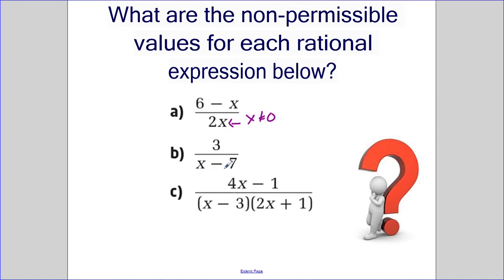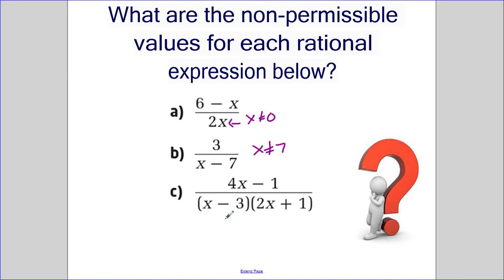Now, in my next one, x minus 7, what can I make x so that I have this 0 value? What can x not equal? What's my non-permissible values? So x in this case cannot equal 7.